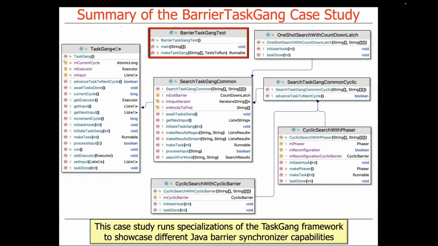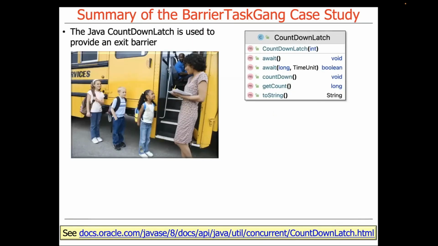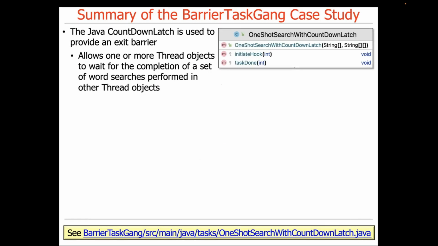So first, just summarizing, this case study shows how you can specialize the TaskGang framework to showcase different Java barrier synchronizer capabilities. In particular, we showed how we can use a Java countdown latch as an exit barrier. And we used that to allow one or more thread objects to wait for the completion of a set of word searches performed in other thread objects. That was a very simple way of doing things, and it also only worked for one shot. We only got it to do it one time for one list of input words.